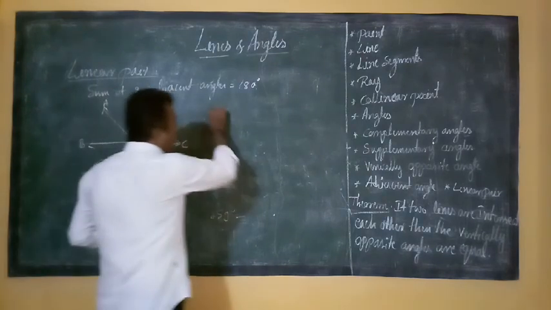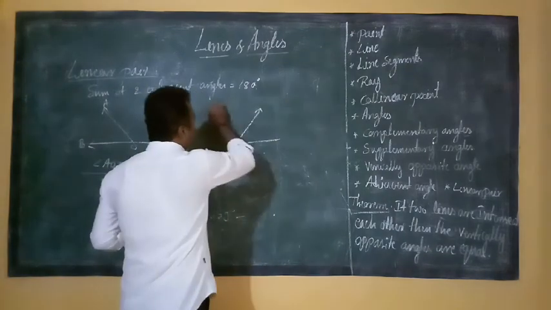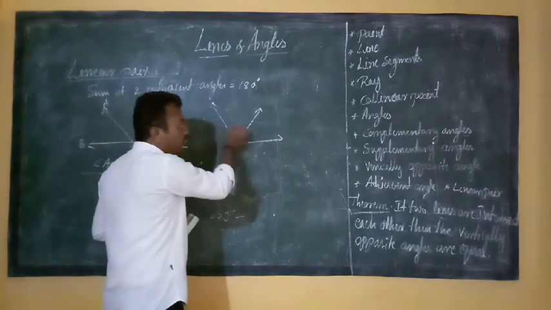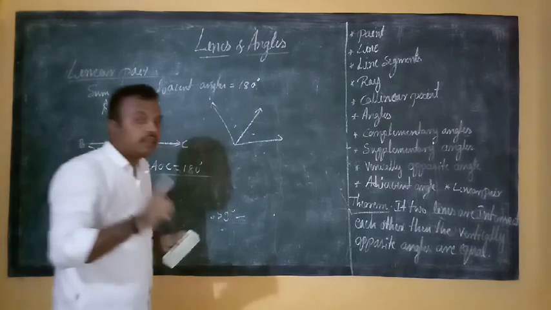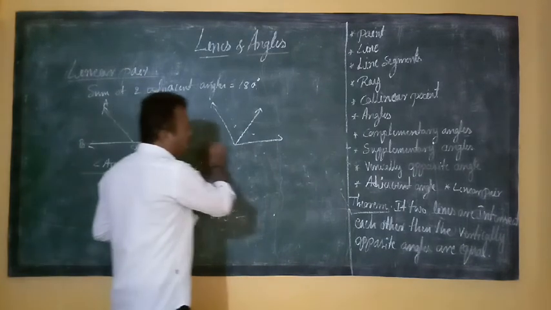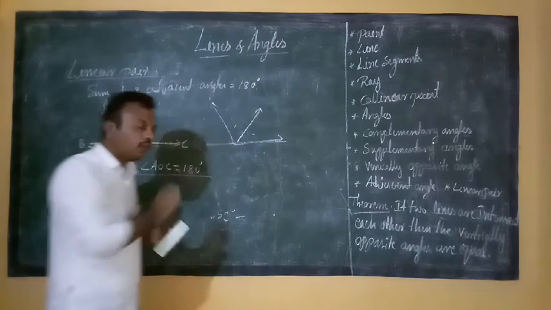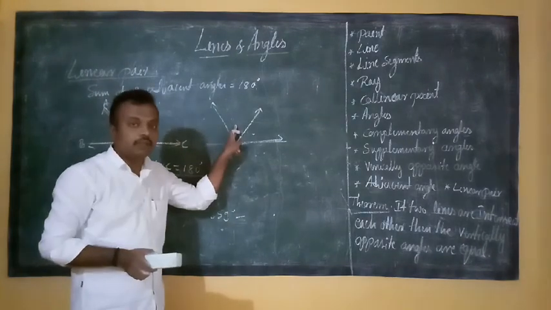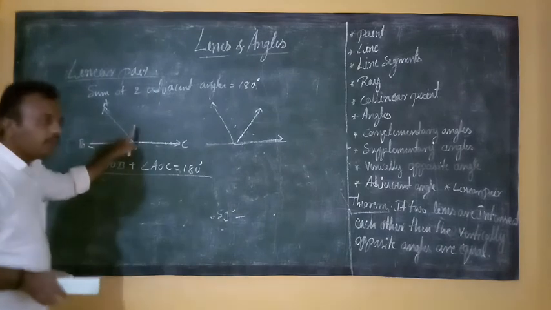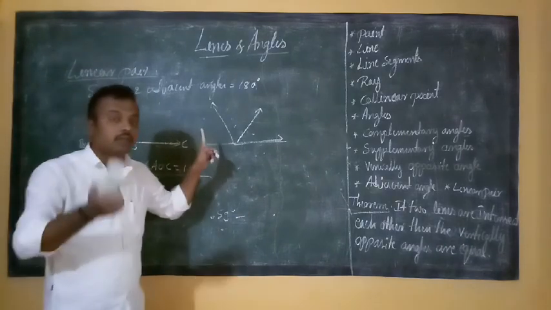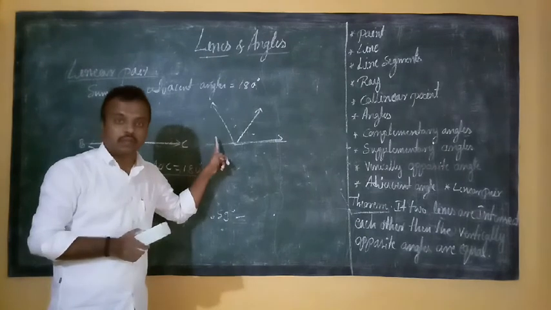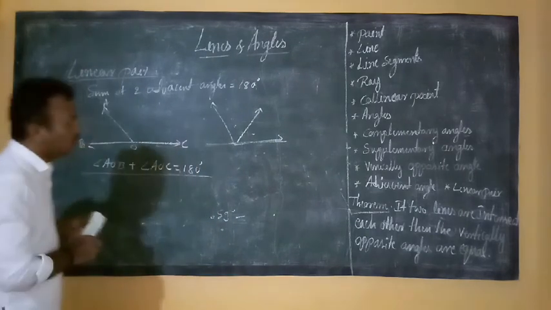See students, these two are adjacent angles, correct? But if you sum these two angles, the sum is not equal to 180 degrees because they cannot form a straight line here. Therefore, it is not a linear pair, but it is an adjacent angle pair. So, dear students, every linear pair is an adjacent pair of angles, but adjacent angles need not be a linear pair. Understand? So, next one.